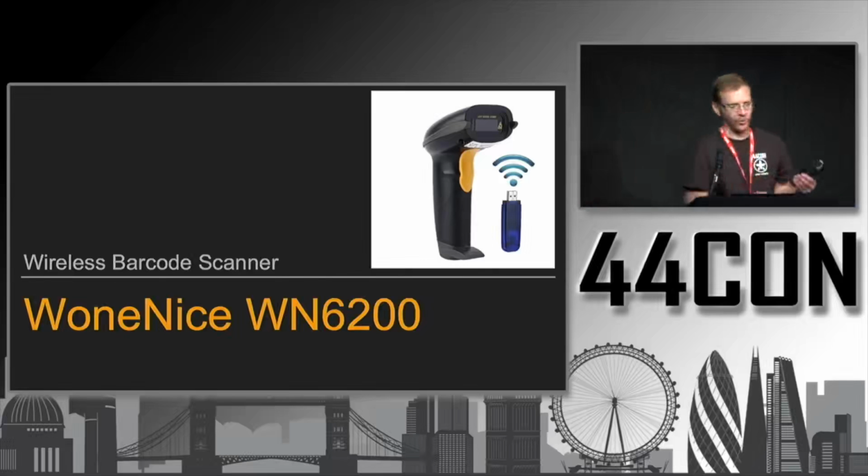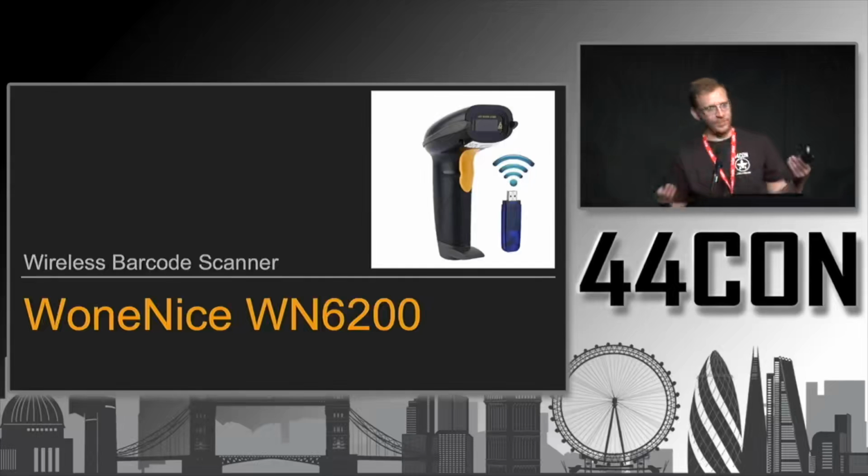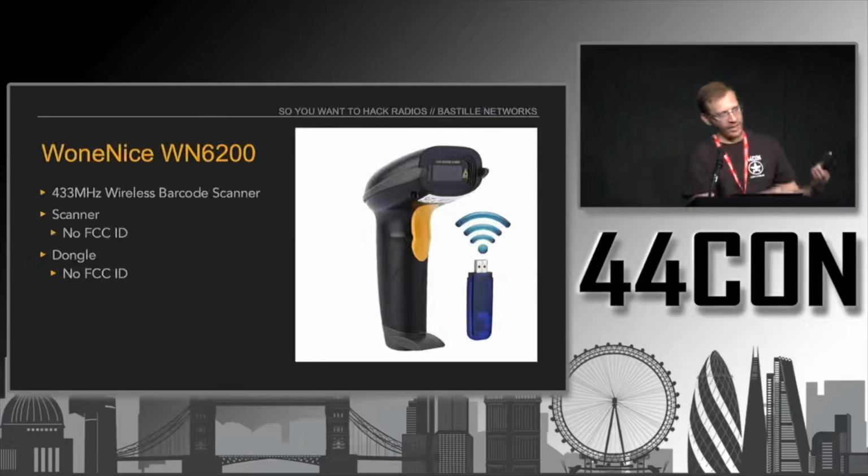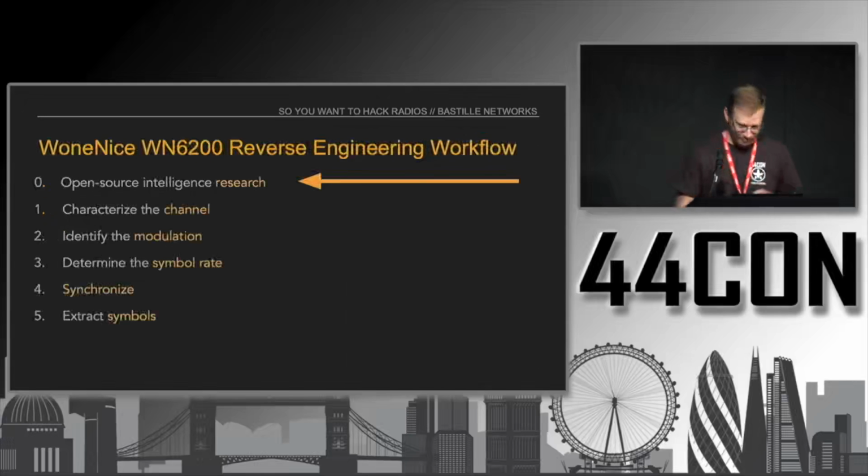Okay, so now we're going to talk about this wireless barcode scanner from the well-known company Wone Nice. This was just the cheapest wireless barcode scanner I could get on Amazon. And this is advertised as a 433 megahertz device. There's no FCC ID on the scanner or the USB dongle that receives it. And the way this device operates, the USB dongle plugs into the computer, it registers itself as a USB HID keyboard, and then this sends HID commands for injecting keystrokes into the dongle, which, well, could go wrong.